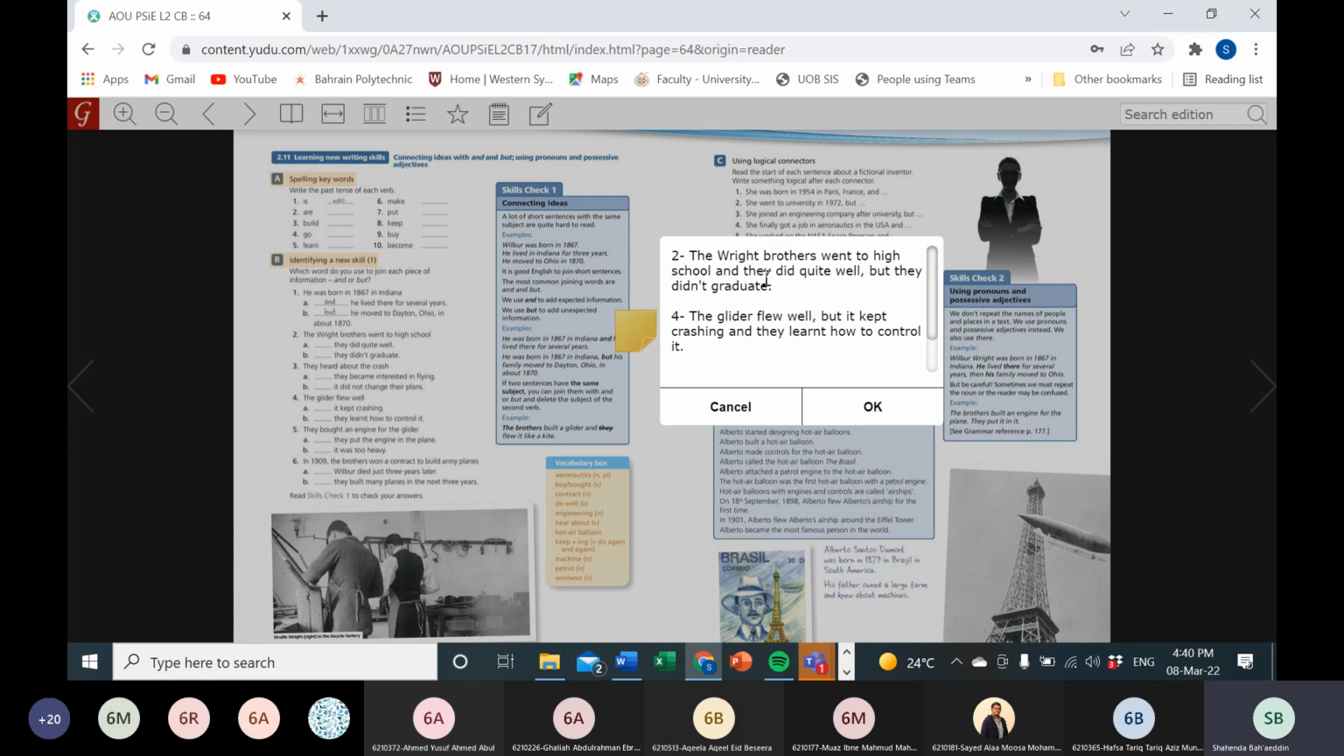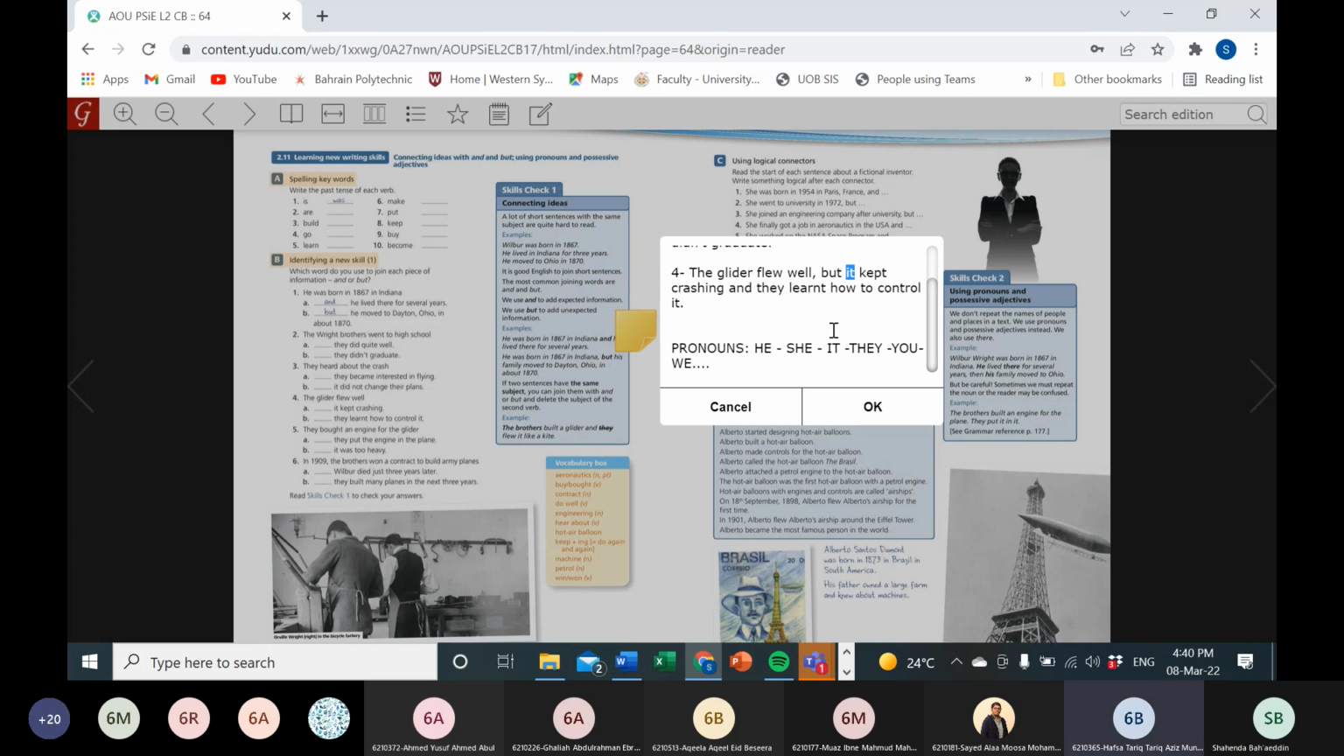Okay? So they refers back to who? The Wright brothers. Very good. And the other they here refers back to? Wright brothers also. What about it? Refers back to? The glider. And they here? The Wright brothers, because the 6 sentences are together. They are all about the Wright brothers in the article in the previous page. We didn't do it, but we will do later on. Okay, so these are pronouns.